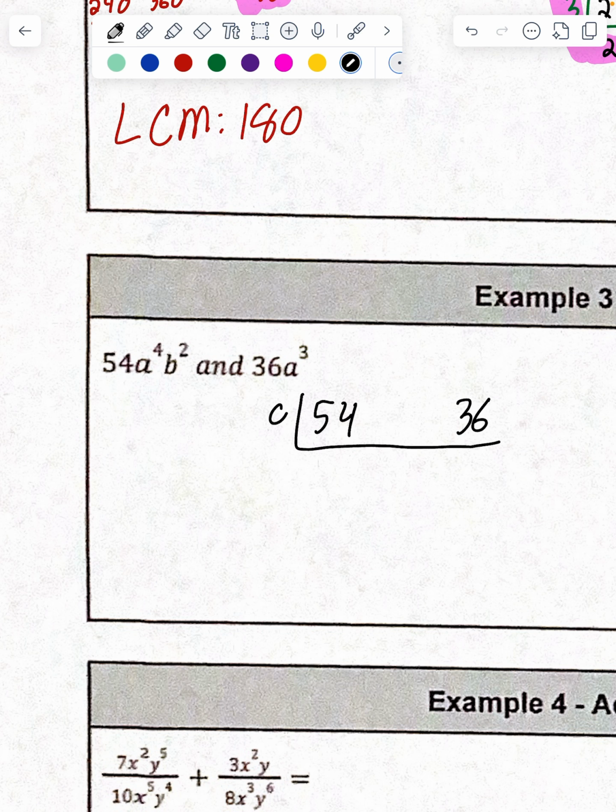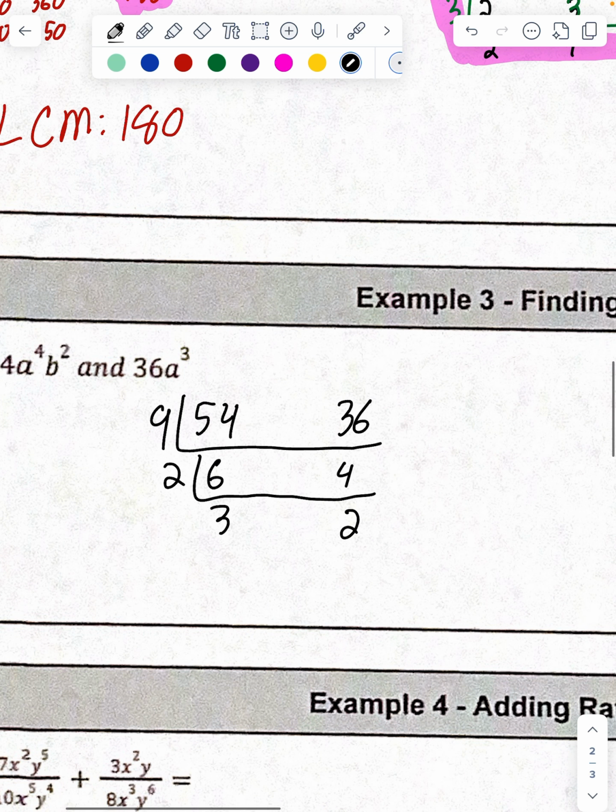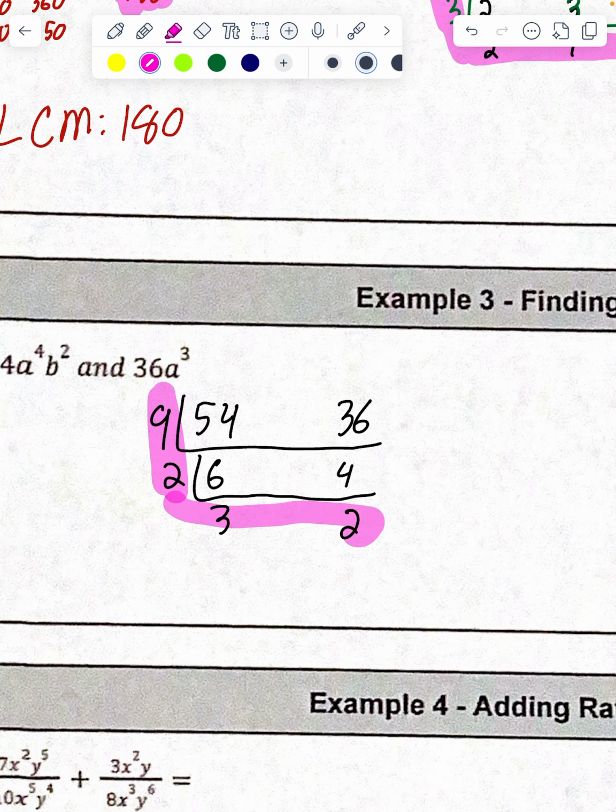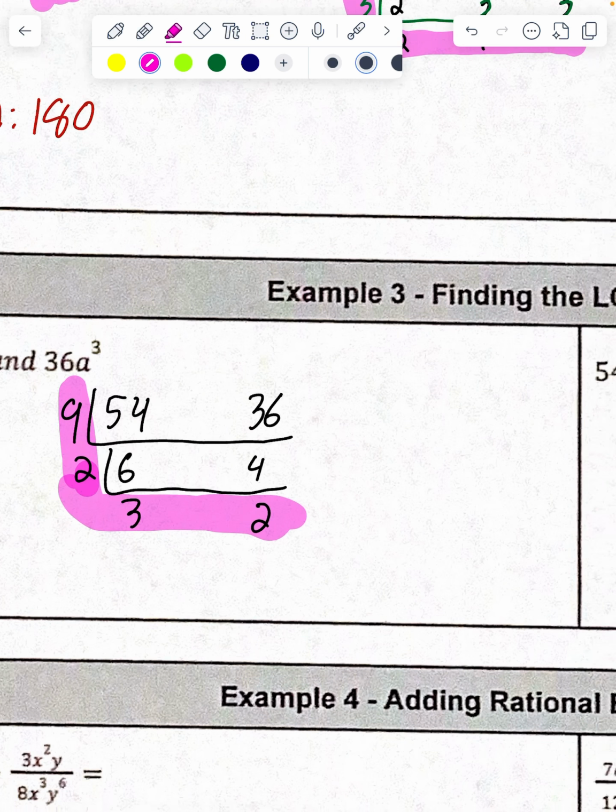I see that I can take a 9 out. I get 6 and a 4, and then I can take a 2 out. And then I get 3 and a 2. Now, my numerical value is going to be 9 times 2 times 3 times 2. So 9 times 2 is 18, times 3 times 2, that's going to end up with a 108.